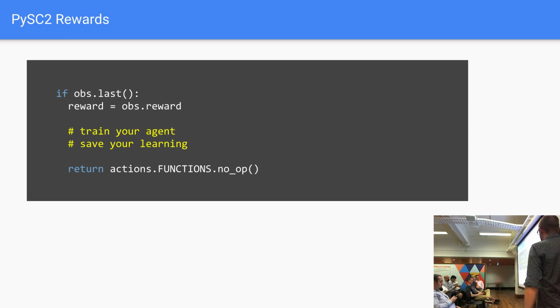Now generally in the last state, you're then going to train your agent and say this is the last step. If your algorithm needs to know that it was the last step, save all your stuff out, because nothing worse than losing hours of training. And then because there's nothing left to do, just return a null. That means you do nothing. You have to return an action, so that's the default.